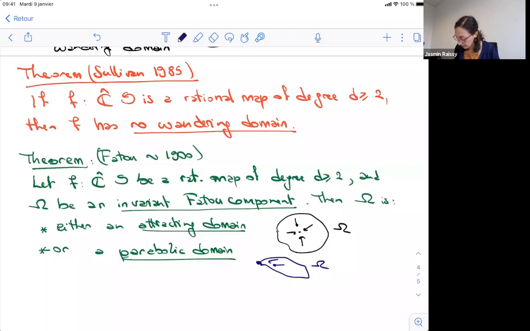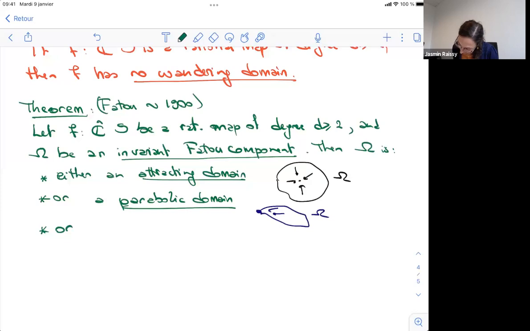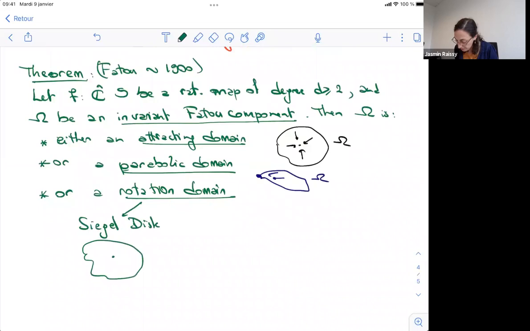And then the last case is I could have a rotation domain, which can be of two kinds. Either I have a Siegel disk, meaning that there is a fixed point somewhere, and omega is topologically equivalent to a disk, and on omega, orbits are accumulating on circles, quasi-circles around this fixed point. So in all cases I have normal forms, but I will maybe go back to that tomorrow. So in this case, all orbits are rotating around this fixed point, so there is no orbit accumulating on my fixed point. Or I could have a Herman ring.